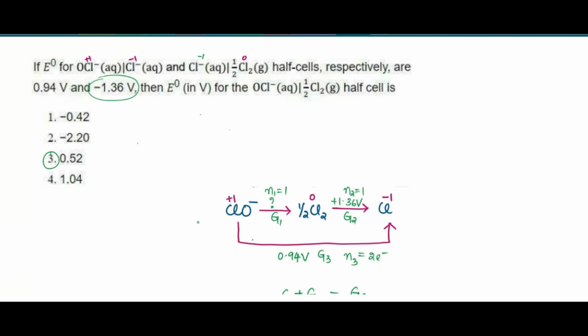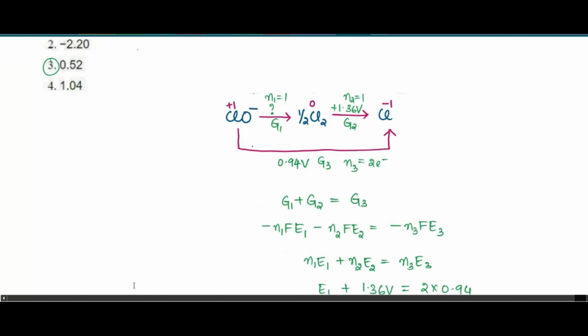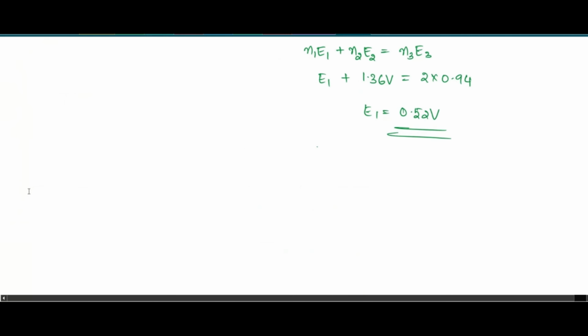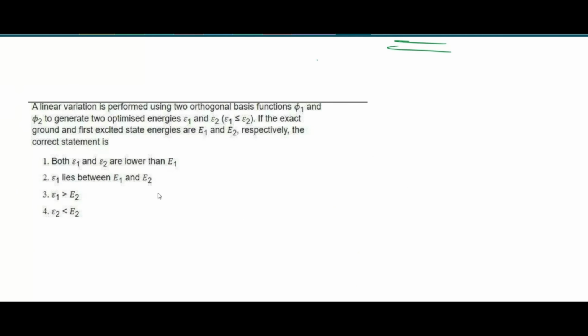Okay, shall we move on to the next one? Next question. Very easy, very, very easy. This question is built on the basis of a single concept. Read the question very well. First read the question. I'll come in 1 minute.